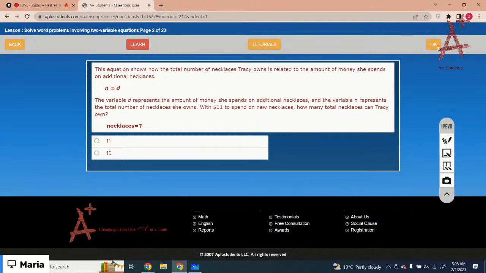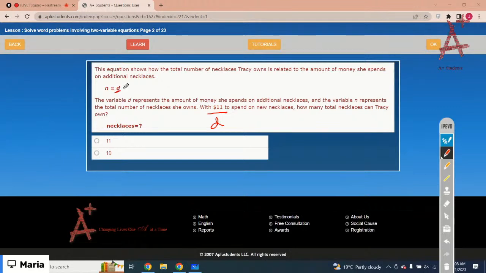Just replace the variable with the value in the equation. Got it? New necklaces, that would be D equals 11. So how many necklaces does she have now? D equals 11. Got it? So just replace the variable with the value in the equation: N equals 11. That means if she spent $11 on new necklaces, she has a total of 11 necklaces now. Got it?